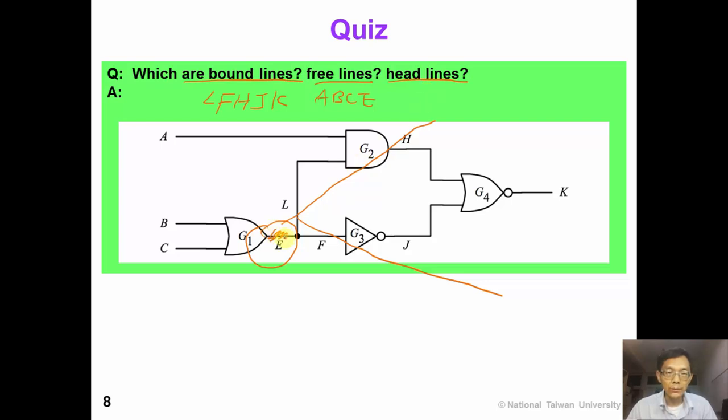And we identified the head line to be a fan-out stem, which is E, or the line that feeds bounded output. So A is also a head line. So the answer is that A and E are head lines. Have you got them correctly?